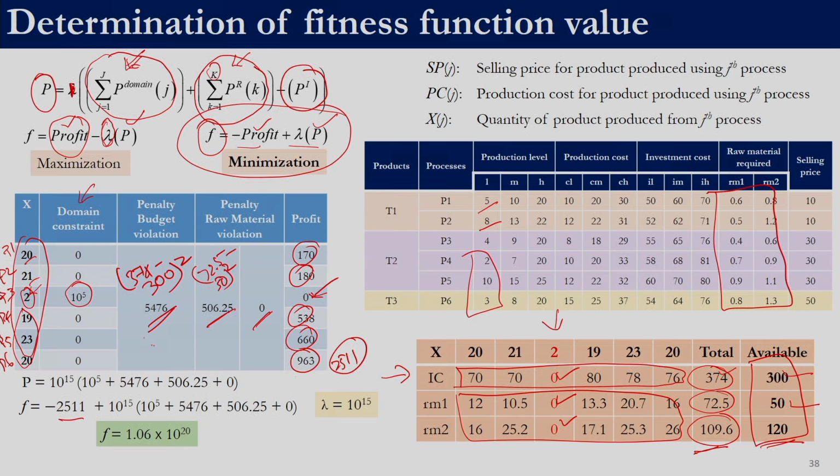It is violating the budget constraint, the raw material 1 constraint and the domain constraint for one of the variables. So, 10 power 5 is the penalty that we have over here. So, 10 power 5 plus this 5476 plus 506.25 plus 0. For this problem we have taken the lambda value to be 10 power 15. The fitness function will be minus profit, as given over here. So, minus profit, which is minus 2511, plus 10 power 15 into all these values. If you work it out, it will come to 1.06 into 10 power 20.